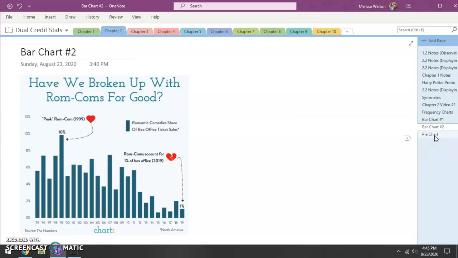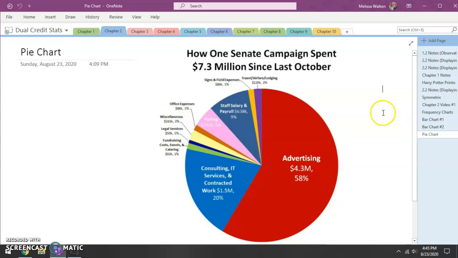The last type we're going to talk about is a pie chart. One thing you need to be very, very careful of with pie charts is that all of these should account for 100% of whatever category you are talking about. This one is about a Senate campaign and how much they are spending in each category. If you add up these percentages, 58% of all of their campaign money went towards advertising. 20% went towards consulting. 1% went towards fundraising costs, events, and catering. Almost $92,000. That's a lot. So these should all add up to 100% if this is a good pie chart.